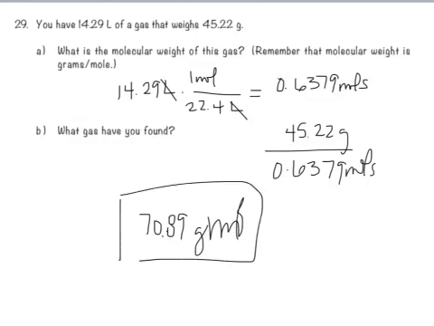And then it says, what gas have you found? Well, if you look, chlorine being diatomic, each atom weighs 35.45. You take that times 2, it's roughly 70.9. So more than likely it's chlorine.